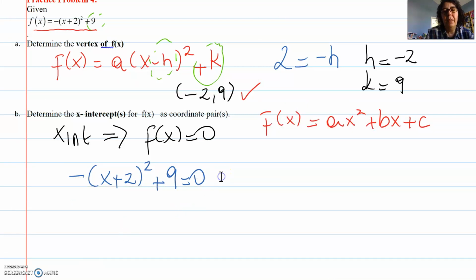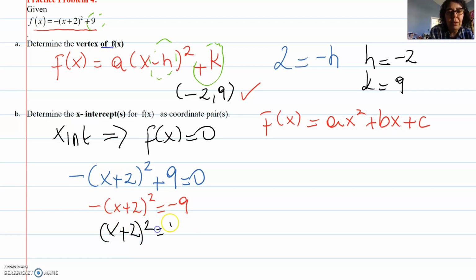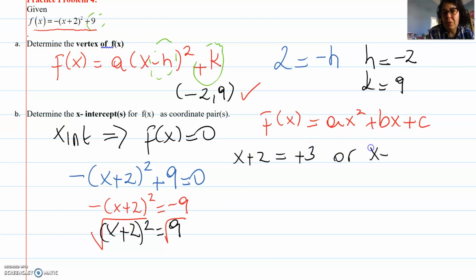All right, then move 9 to the other side. So negative x plus 2 quantity squared will be equal to negative 9. Rewrite it, x plus 2 quantity squared equals 9. Take the square root of both sides. Okay, then x plus 2 equals plus 3, or x plus 2 equals negative 3.